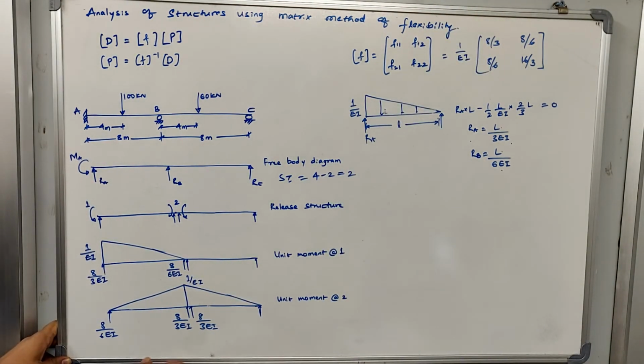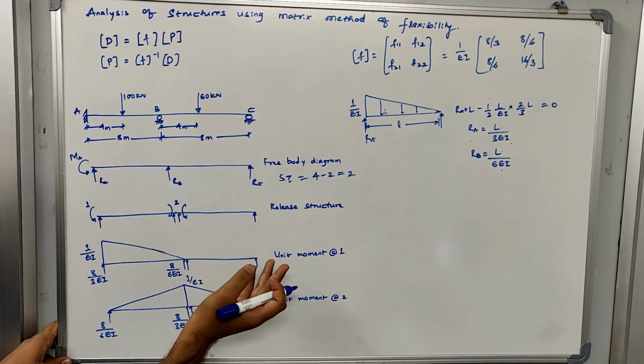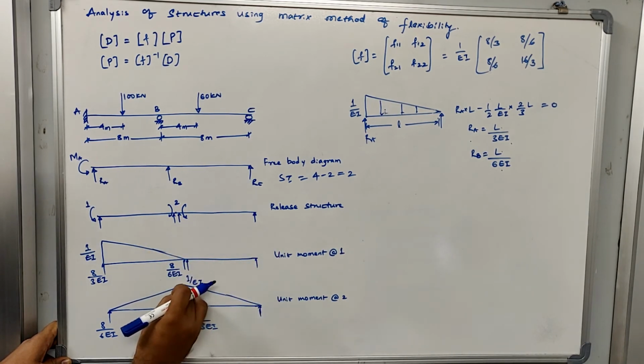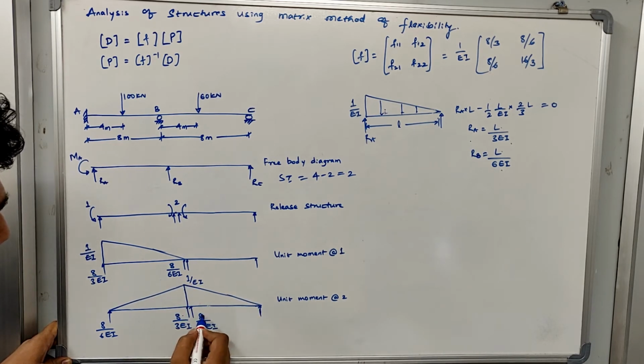The next step is what? The next step is to go for second coordinate. At the second coordinate we will apply again the unit moment. So in both these elements the unit moment is generated, right? So here it will be 1 by EI in this triangle, and similarly 1 by EI in this triangle. Now if I have to calculate how much are the reactions that will be generated at these two ends, it will be 8 divided by 3EI at the near end, and at the far end it will be 8 divided by 6EI.